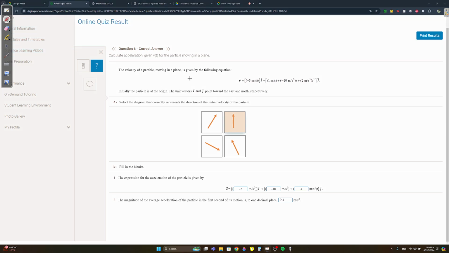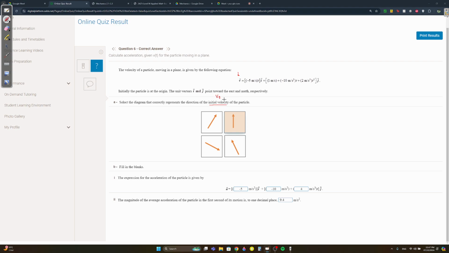Now velocity is given: minus 5t for i, and the j component is 1 minus 10t plus 2t squared. Forget about the units, they're just there to confuse you. Initially the particle is at the origin. The unit vectors i and j point toward east and north. Select the diagram that correctly represents the direction of the initial velocity, v0.